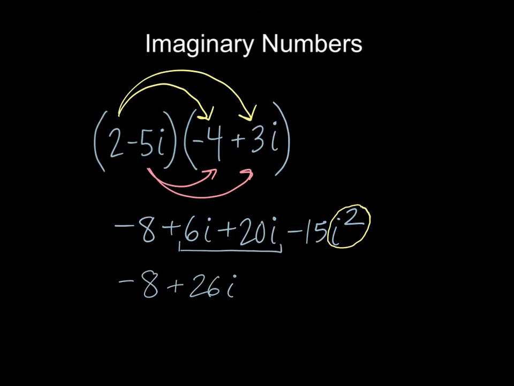So long story short, anytime you have an i squared in a term, you can get rid of the i squared and change the sign. So I'm going to get rid of i squared, and that negative 1 that comes from i squared is just going to change the sign of that term to plus 15. Negative 15i squared is exactly the same as plus 15. And so then I can combine that with a negative 8 to get 7 plus 26i. All right, answer as a complex number.